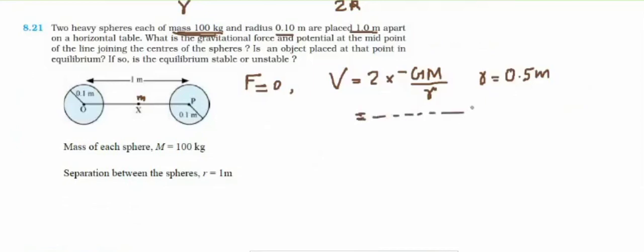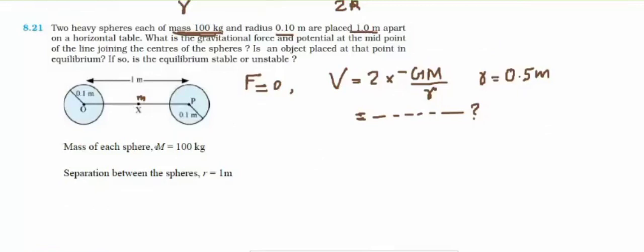the value of gravitational potential at the point X. Now, next, can an object be placed at that point in equilibrium? If so, is the equilibrium stable or unstable? So what is the meaning of equilibrium condition? We have seen in the chapter rotation, what is the meaning of equilibrium?